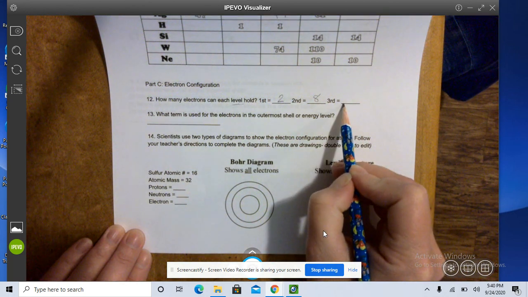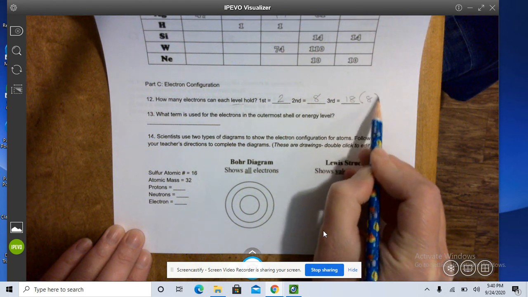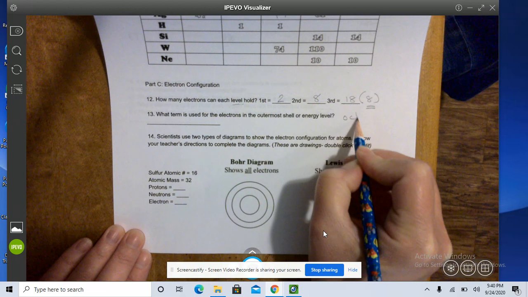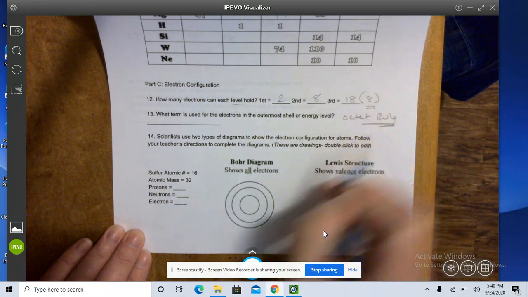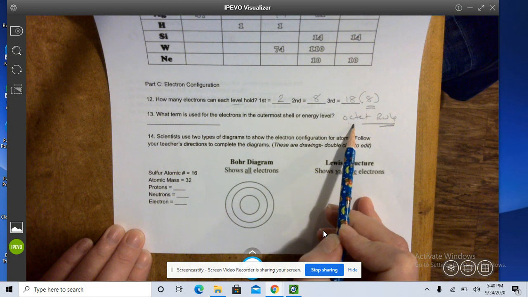And then the third ring can actually hold more than 8. It can hold 18, but it's really capped at 8, and that's because of this octet rule that we talked about in our notes. The electrons in the outermost ring are known as valence electrons, and that's really important because that's going to tell an atom whether or not it's going to bond. That goes back to this octet rule.